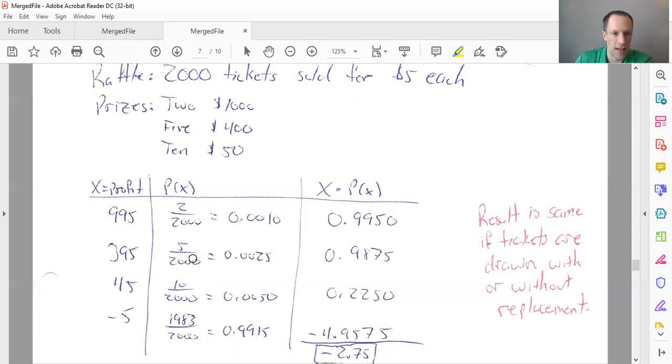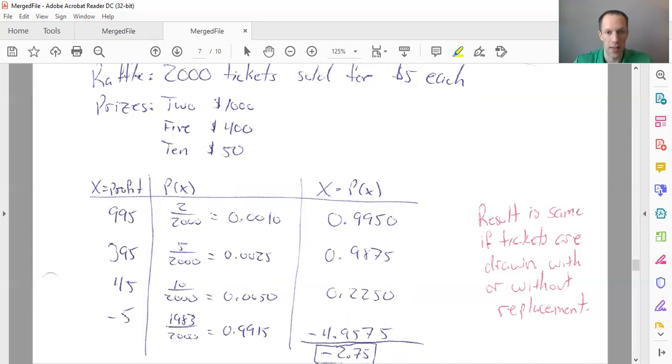Now, altogether, that's 17 prizes. 2 plus 5 plus 10 is 17. So out of the 2,000 tickets, 17 are winners. All the rest are losers. Well, 2,000 minus 17 is 1983. So that's 1,983 out of 2,000 as losers. So you can convert those probabilities to decimals, multiply each value of x times the probability to fill in this last column, add those numbers up, you get -2.75 as your expected value.